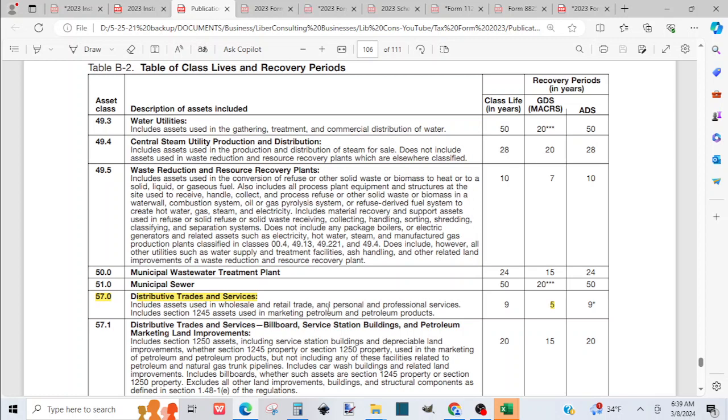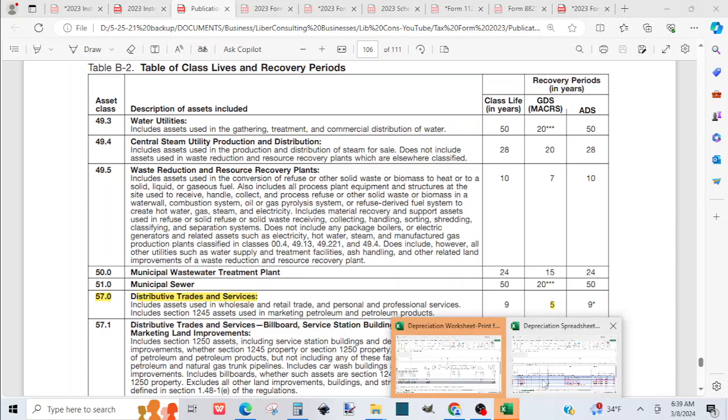The microphone is not specifically listed here. It is not listed in table B1. The business that is using it is listed, but it is not listed in that business. Therefore, I'm going to go with the asset class, the class life related to that business activity. It is 9 and the recovery period is 5. So again, under GDS markups.